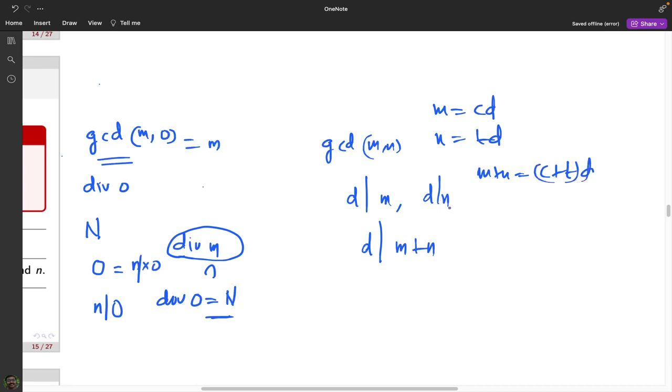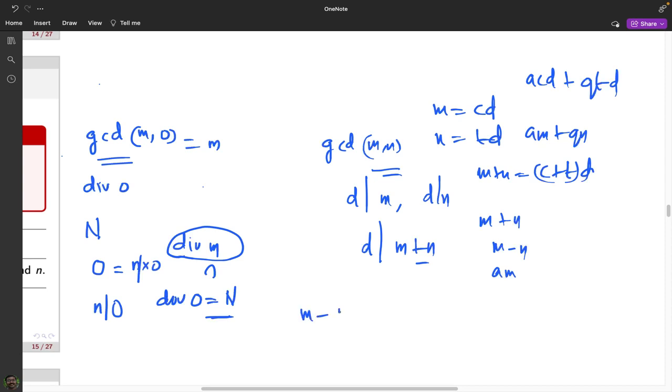So you can see that the common divisor will be dividing the sum, the differences, maybe the linear combination, say a m plus q n, because of this result. It will be a c D plus q t D. So the common divisors would be dividing the sum, the product, as well as the differences, the linear combinations of m and n. In particular, it will be dividing m minus q n. So GCD of m, n will actually be equal to GCD of m minus q n, n.